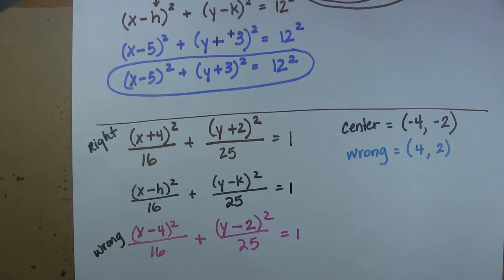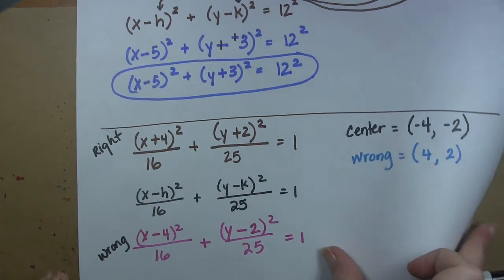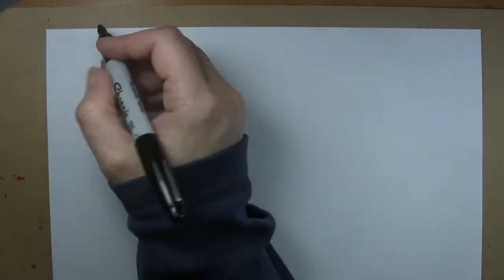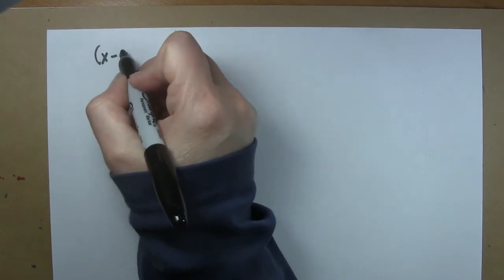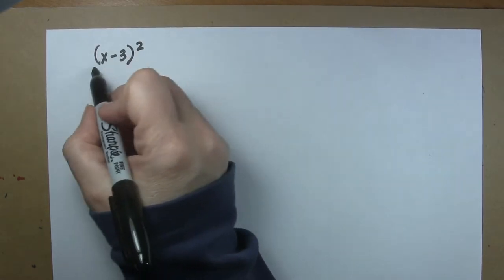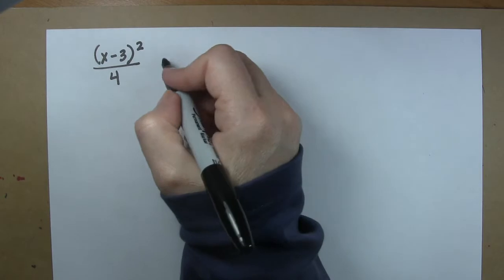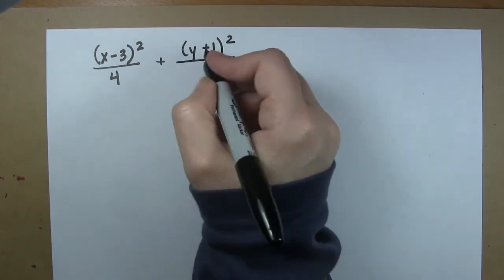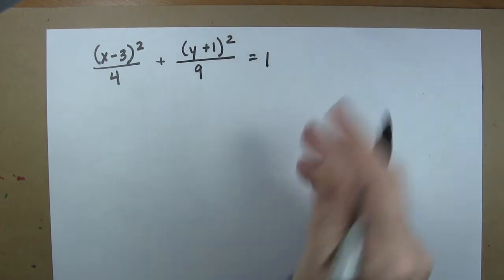Okay, now the only other thing that makes this hard is that once you calculate your new center, that needs to become the center of your whole universe. So, for instance, let's do this equation: (x minus 3) quantity squared over 4 plus (y plus 1) quantity squared over 9 equals 1.